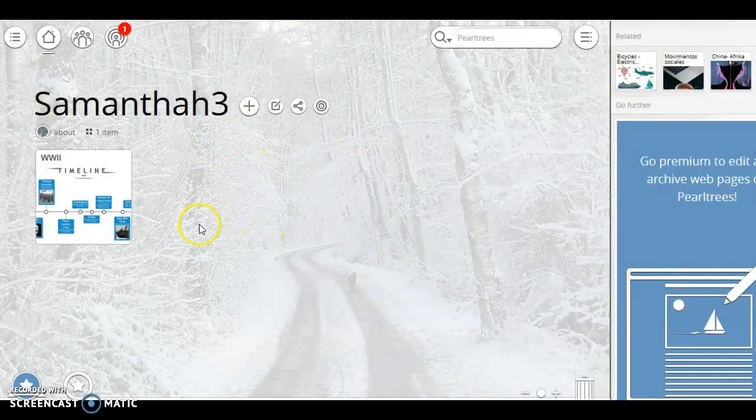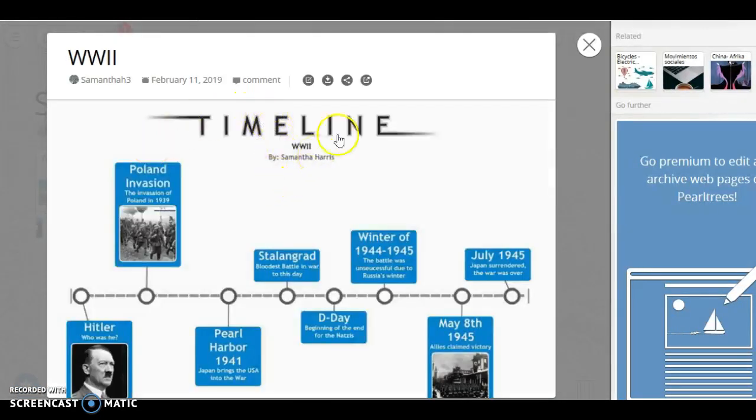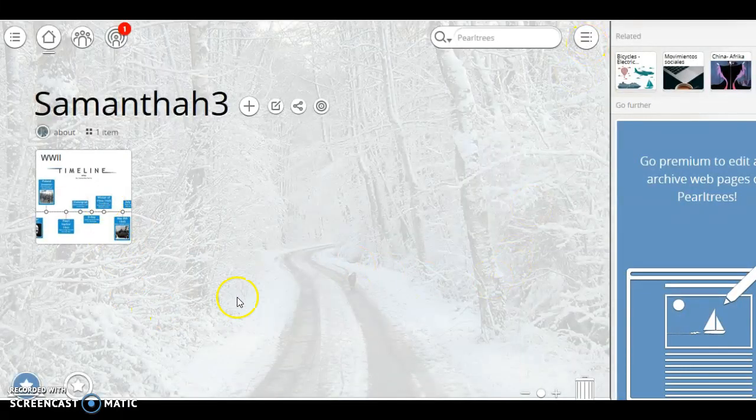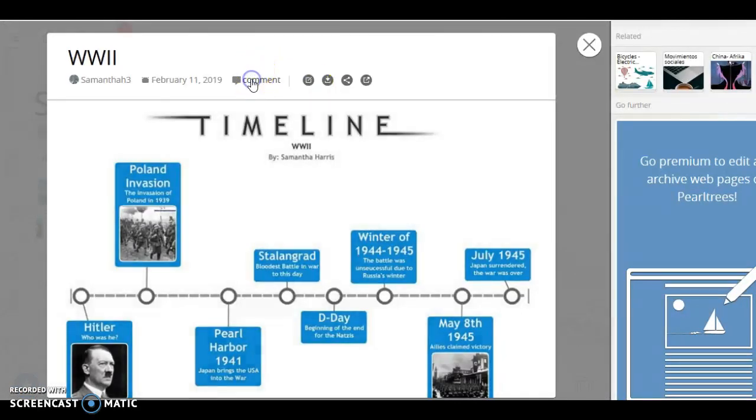This is an example of the project that the students will create. I have created a timeline based off of World War II and put in different battles that I saw were important for the war, all the way up till the ending of the war. When they're done with their timeline, the students will then post it to a Pearl Tree classroom, and then you can comment on each one.